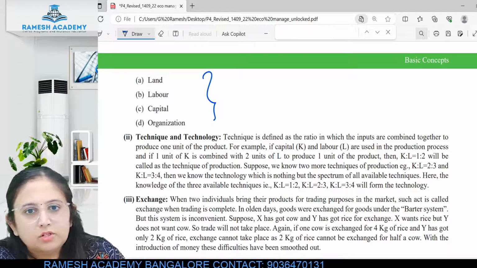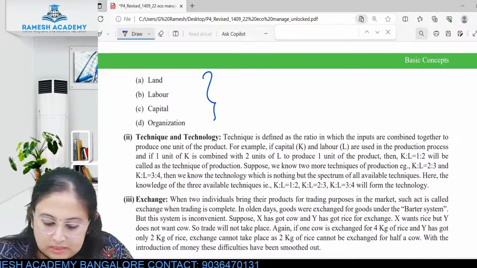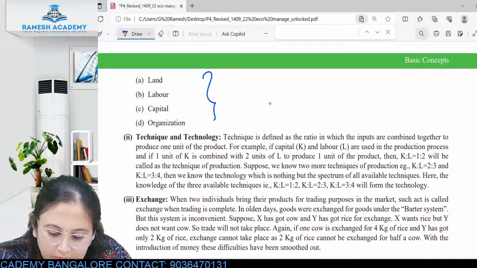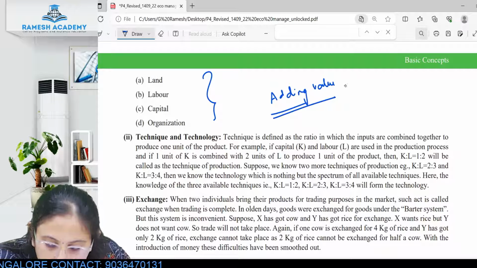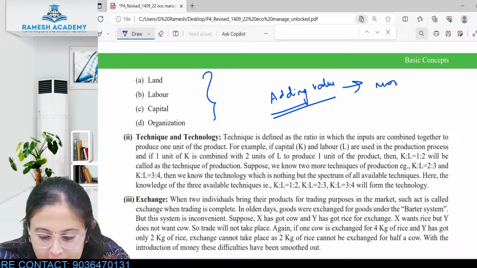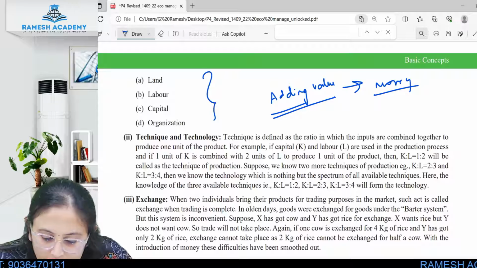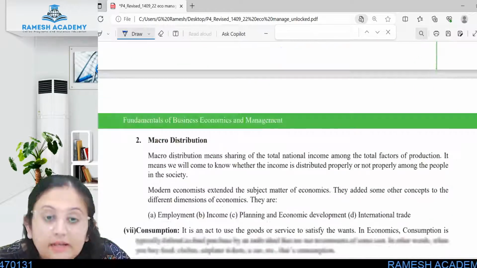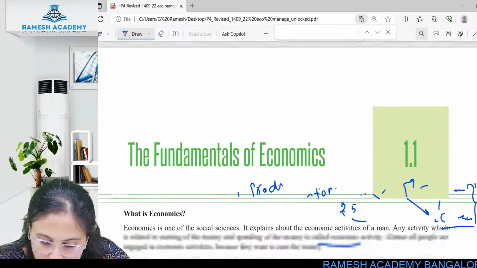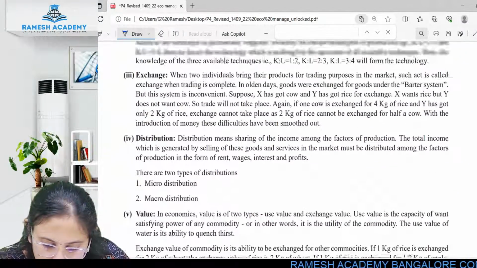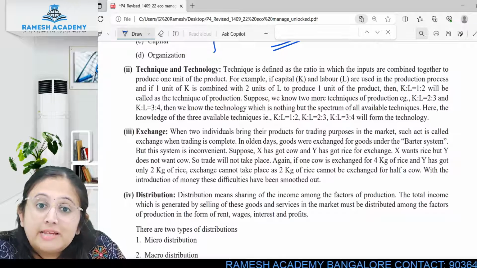So all these 4 must be present, and with this you can produce anything. So it can be production of a product, or it can be rendering of a service. Both are included in production. So basically what you are doing, you are adding value. So that is production, adding value, and for that you are getting money. Only this you have to remember, that is production. Okay, so next we will go to technique and technology. So the next subject matter of economics is technique and technology.